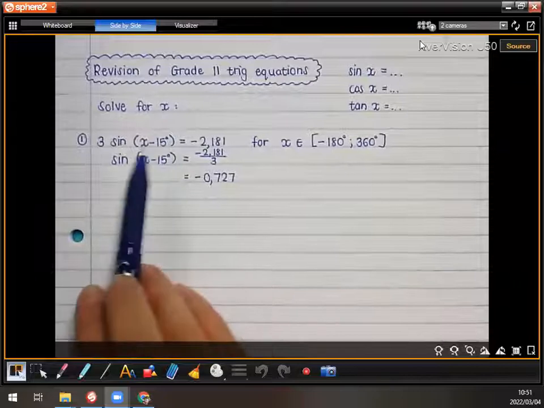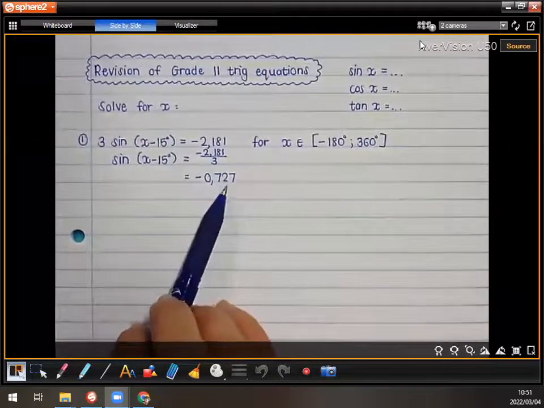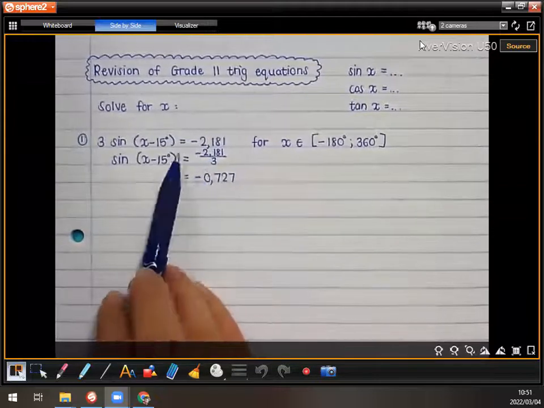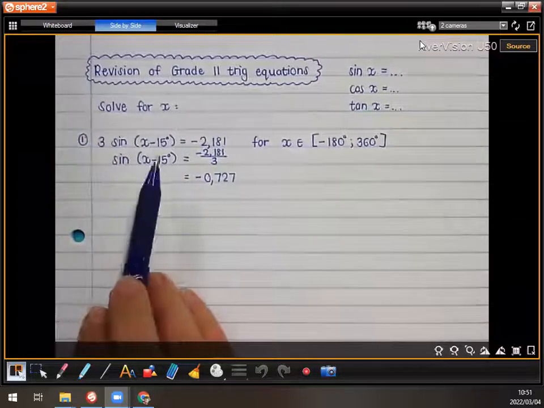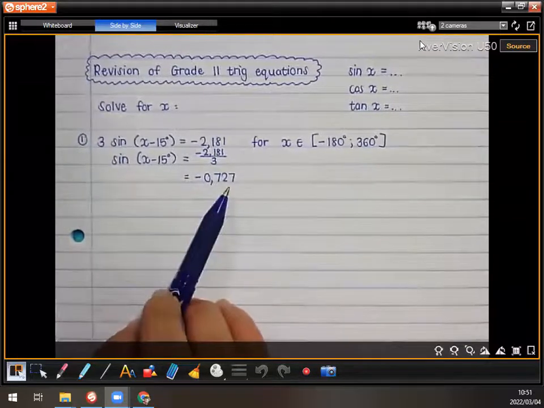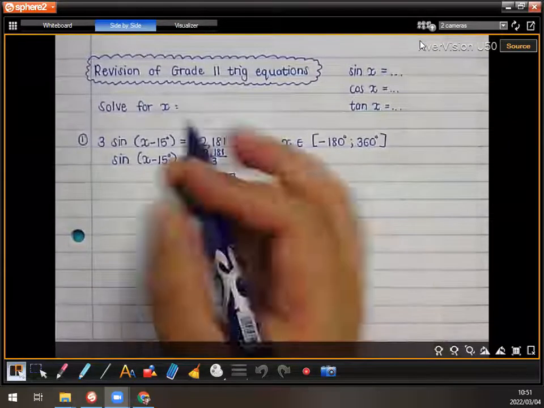Now guys, I'm not going to move this 15 degrees and add it to this number. It's a part of the angle. I can't do that, and this is not even a value in degrees, so I can't possibly say this plus 15 degrees. You have your sine of your angle equal to a number. You need to find the reference angle. That's the next step.